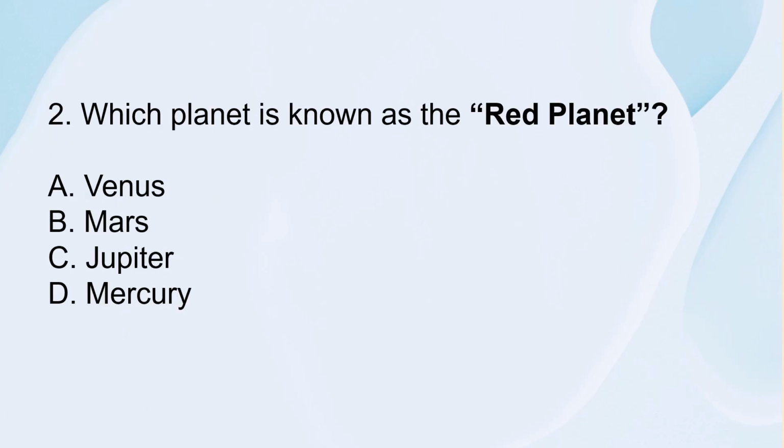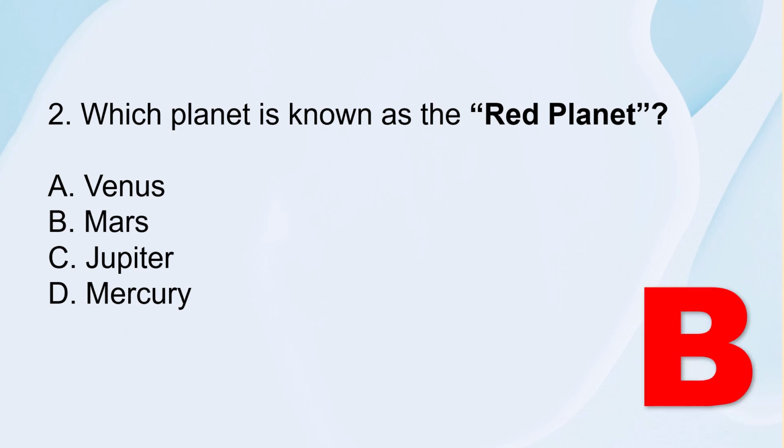Number two, which planet is known as the red planet? Letter A, Venus, letter B, Mars, letter C, Jupiter, or letter D, Mercury. The correct answer is letter B, Mars.